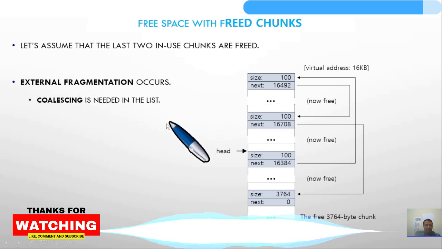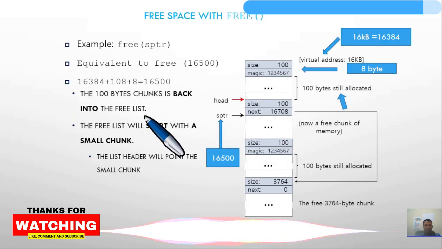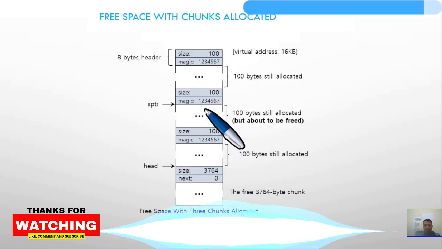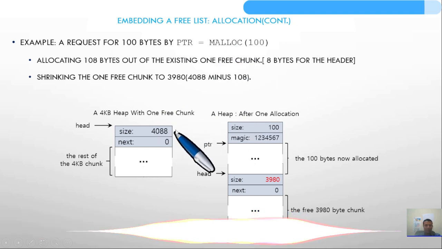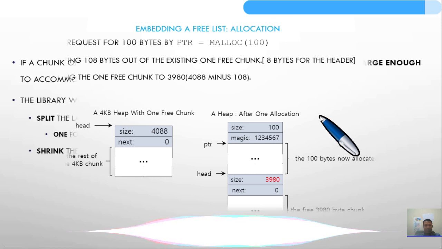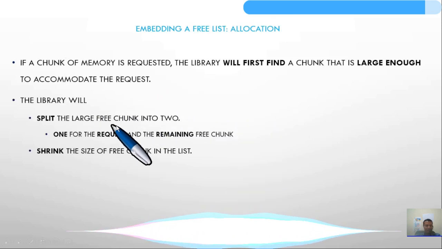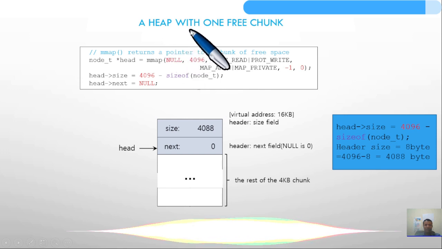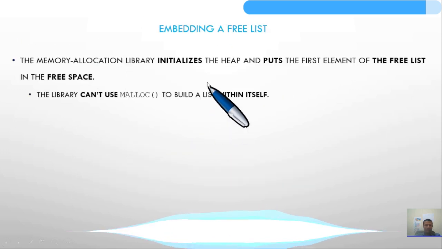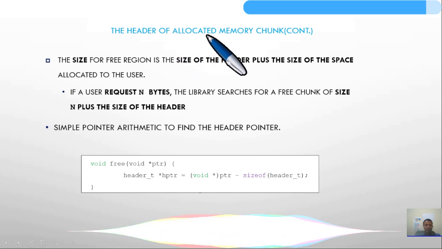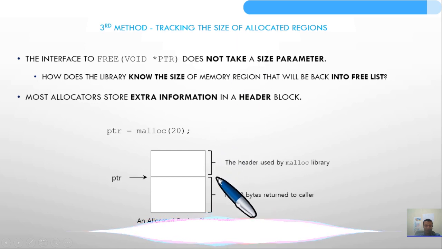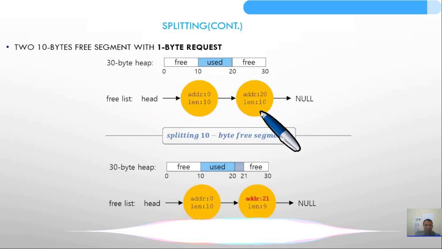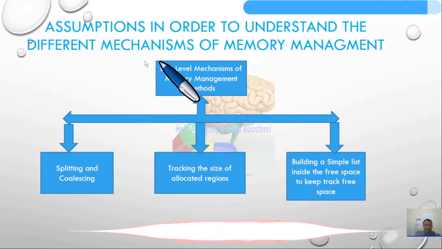We experience a problem, external fragmentation, and free space with free. We have seen that, and the idea of a header, with the size of the header being 8 bytes, and embedding a free list, how to split and shrink, and the header of an allocated memory chunk, tracking the size of the allocated region. As you can see, we have a header here, and what is coalescing, what is splitting, and the assumptions of memory management.